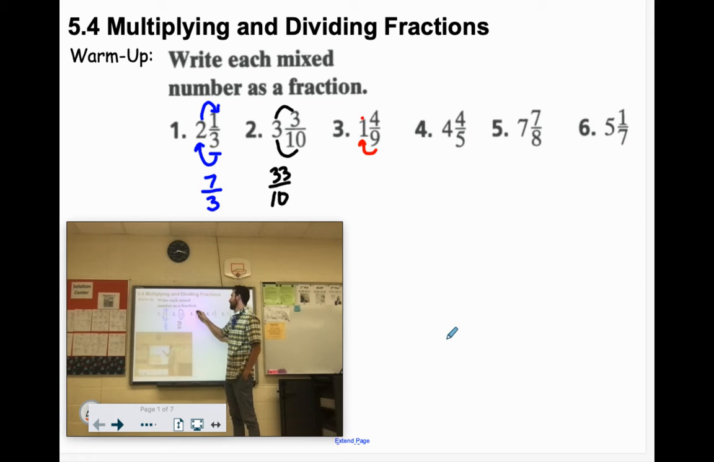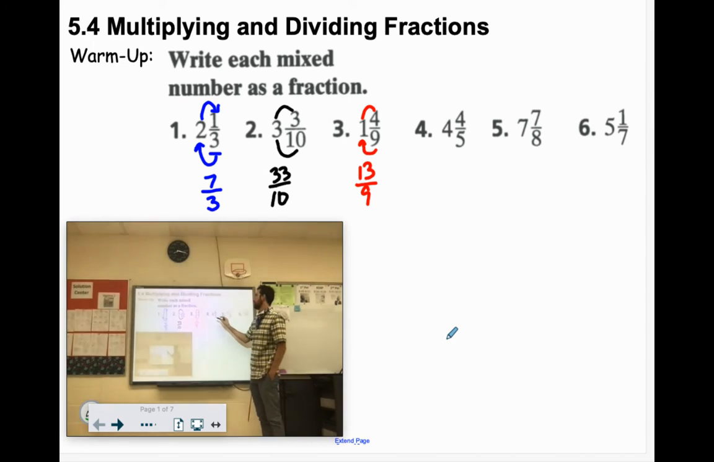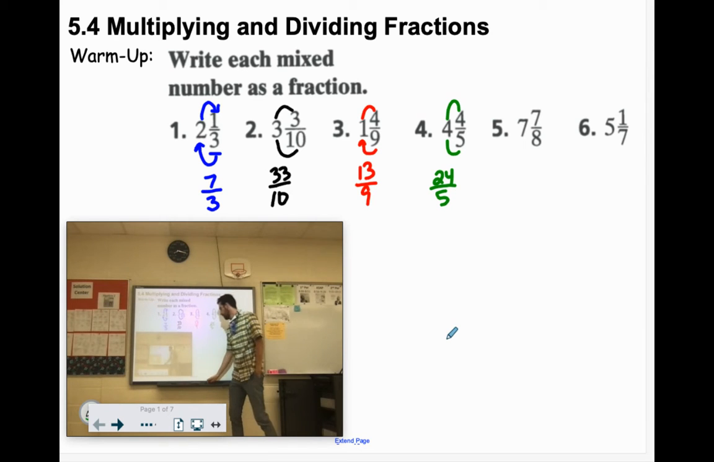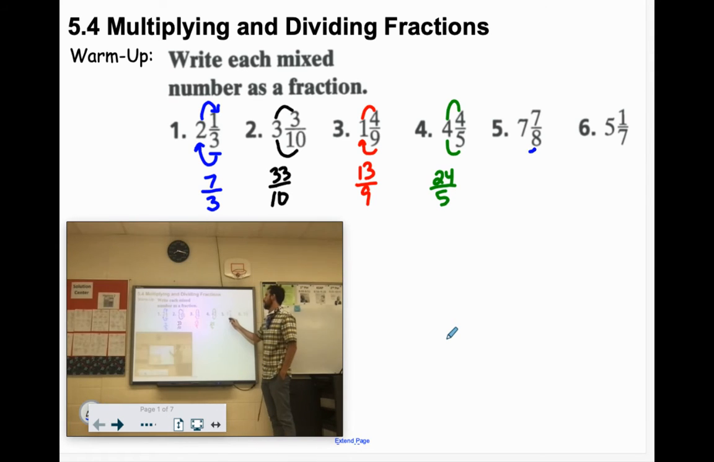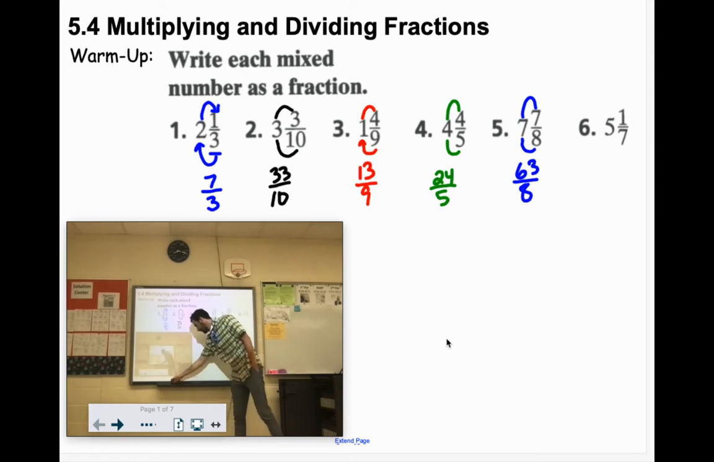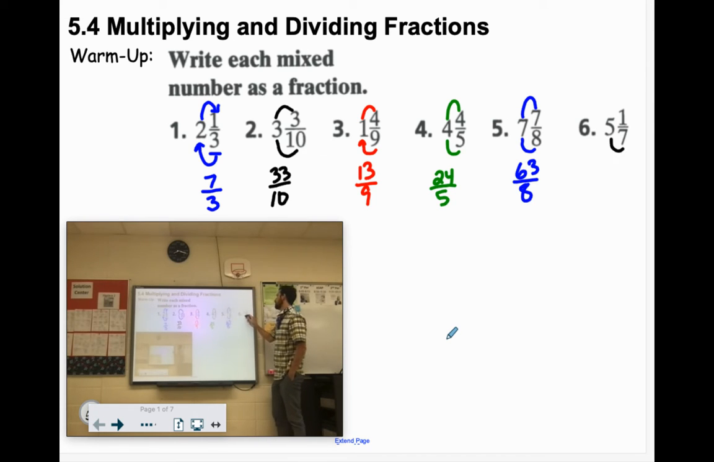9 times 1 is 9, plus 4 is 13. 5 times 4 is 20, plus 4 is 24. 8 times 7 is 56. 56 plus 7 is 63. 63 eighths. And the last one, 7 times 5 is 35, plus 1 is 36 over 7.